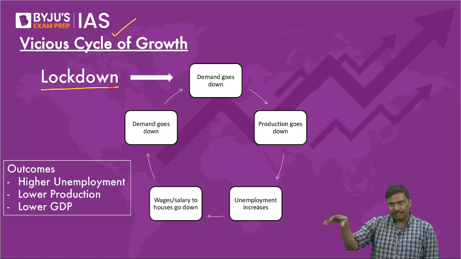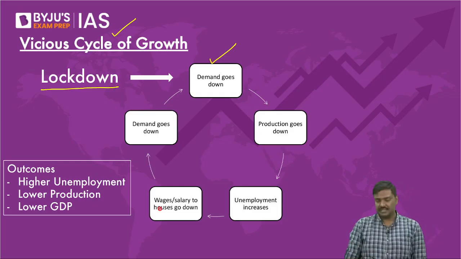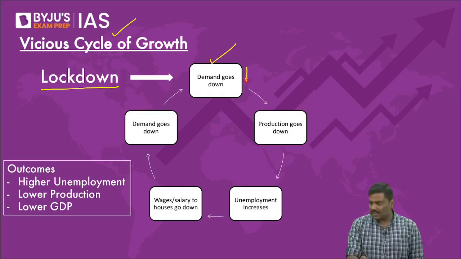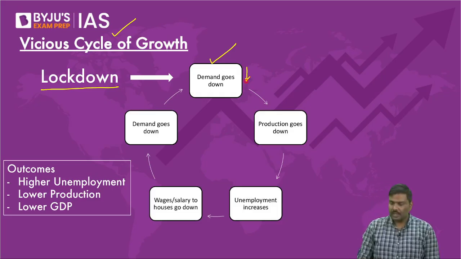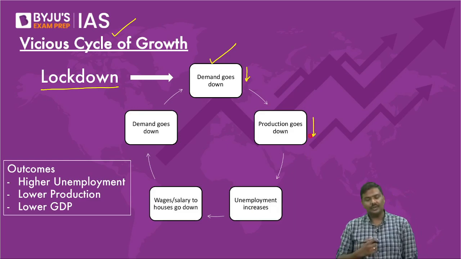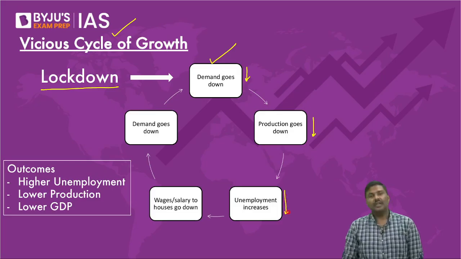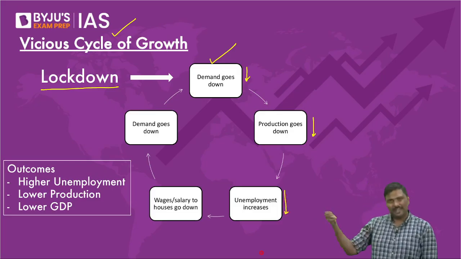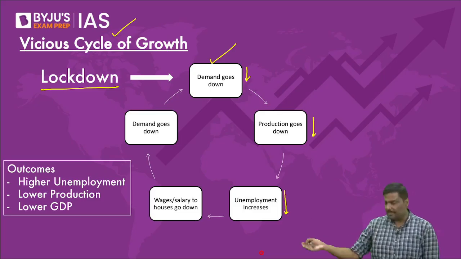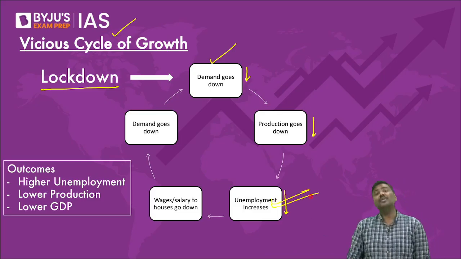Now, when government imposes a lockdown, what will happen to the demand for goods and services? The demand for goods and services will go down. And when the demand goes down, production also goes down. And when the production goes down, what will happen to unemployment? Right, the employment will not be there, right? That is, rather than hiring the people, people will be removed now.